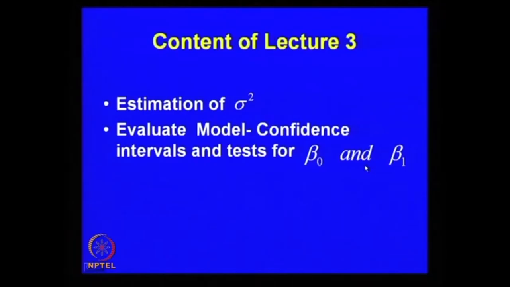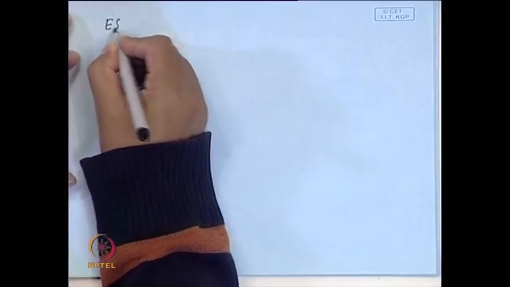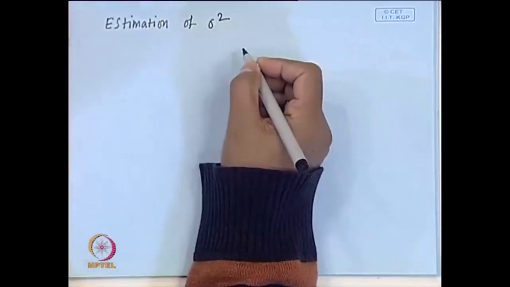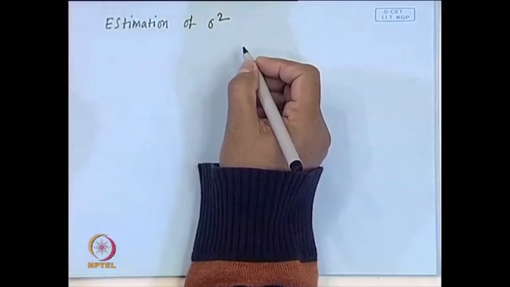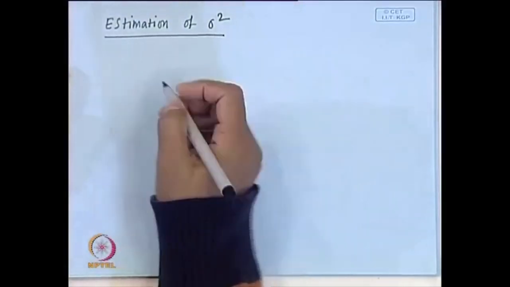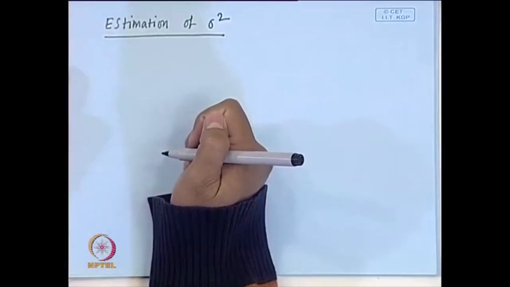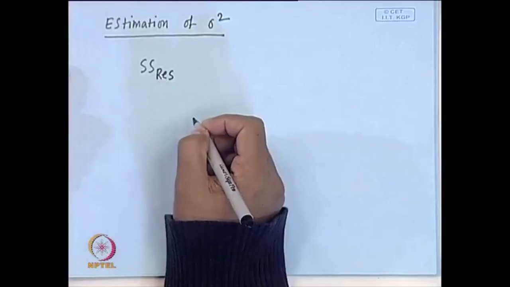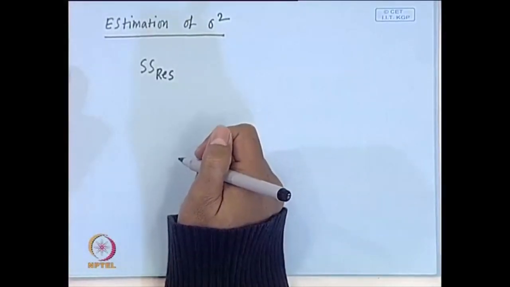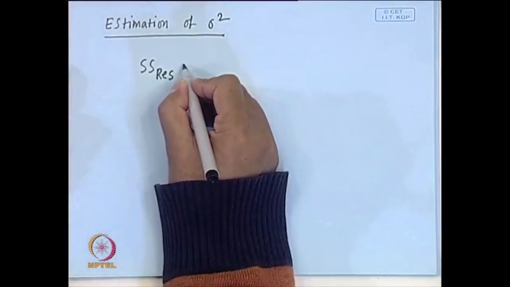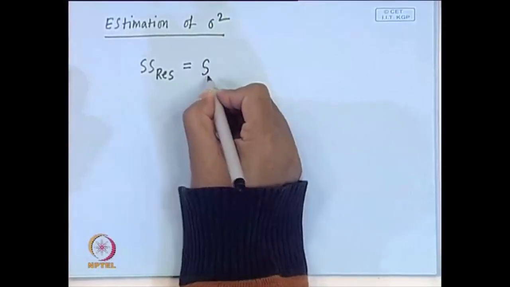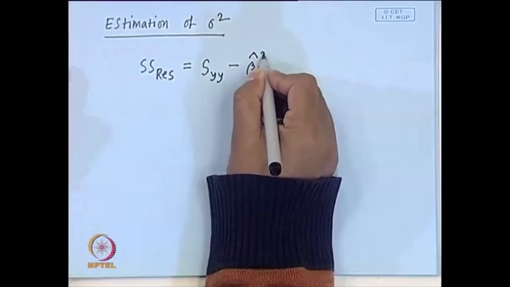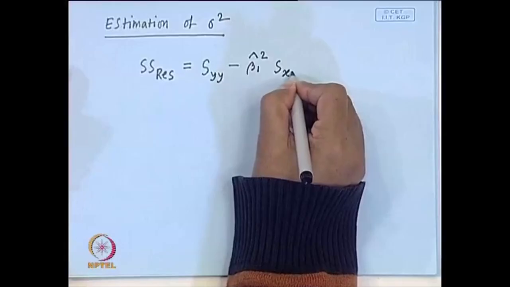So, first we talk about the estimation of sigma square. Well, the estimation of sigma square is obtained from SS residual, and in lecture 2 we have proved that SS residual can be written in the form S yy minus beta 1 hat square S xy.